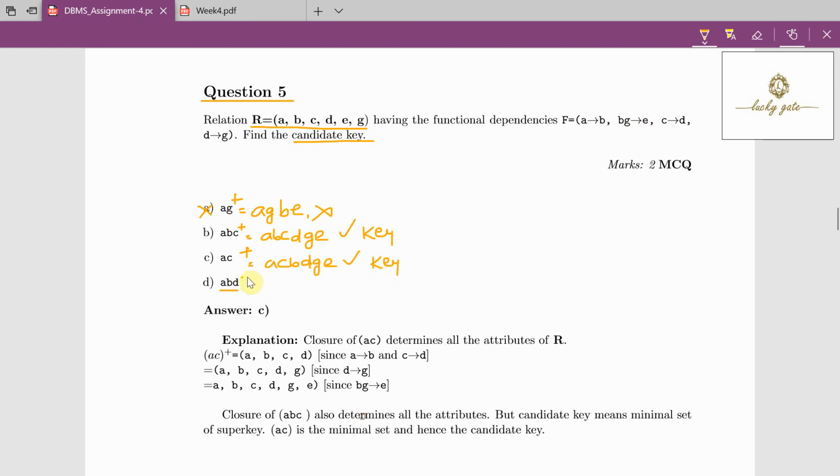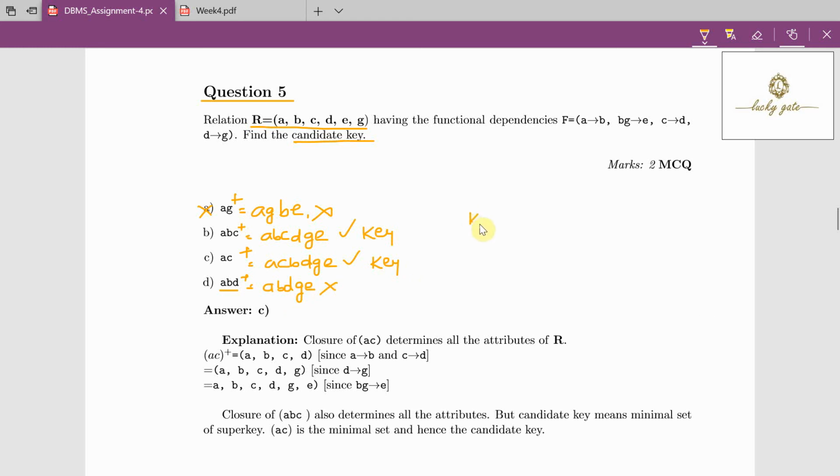For ABD, the closure is A, B, D. With A we determine B, which is already there. With D we determine G, that is also already there. With BG we determine E, which is now added. And do we get C? No. So it is not a key.